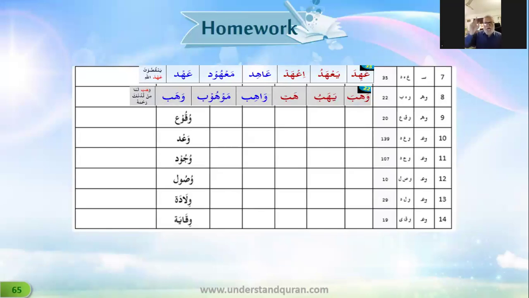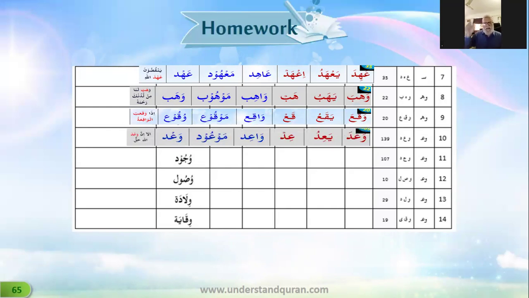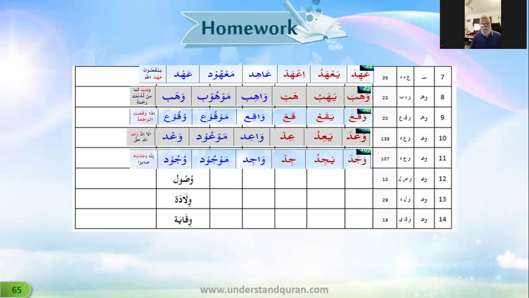Wahaba, yahabu, hab, wahibun, mawhubun, wahbun. You can say here the mawhub is at times present, at times not. Waqa, yaqi, qi, waqyun, maqiyun, wiqayatun. It's a fi'l mu'tadi. Wa'ada, ya'idu, id, wa'idun, maw'udun, wa'dun. Again the same is the case, wa'ada. You need some maf'ul with whom you can have the promise. Wajada, yajidu, jid, wajidun, mawjudun, wujud. To find something, there should be something that should be found.